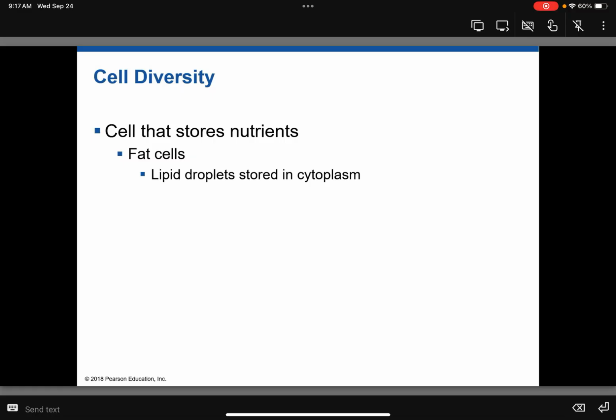Cells that store nutrients such as fat cells. Okay, within these cells, the majority of the cell is taken up by a lipid droplet. Lipid is another name for a fat, and it gets stored in the cytoplasm, and not a whole lot of other function for those cells other than to store those fats.